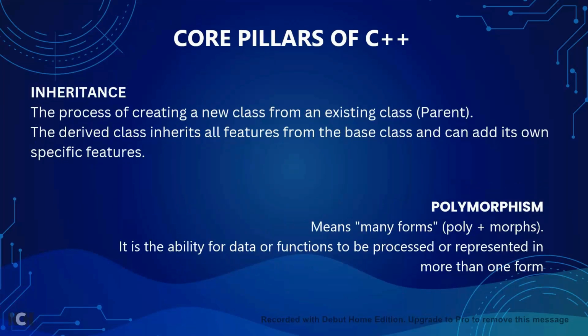Other pillars include inheritance and polymorphism. Inheritance: the process of creating a new class from an existing class. The derived class inherits all the features from the base class and can add its own specific features. Polymorphism means many forms, poly plus morphs. It is the ability for data or functions to be processed or represented in more than one form.